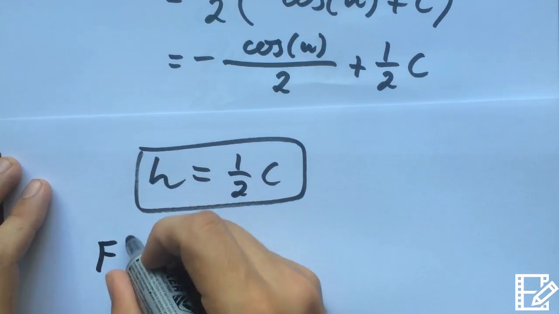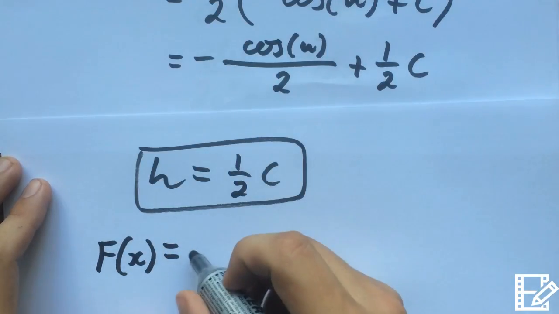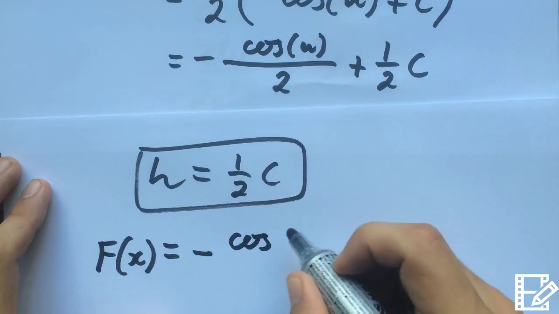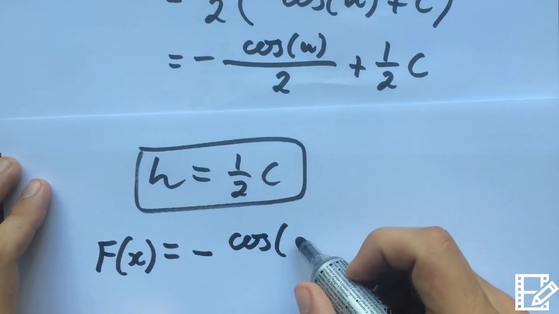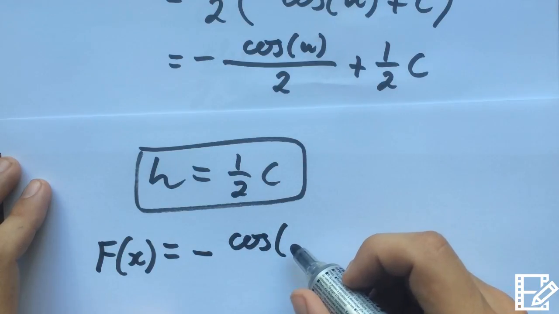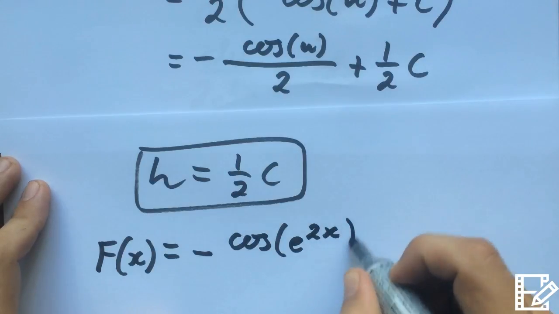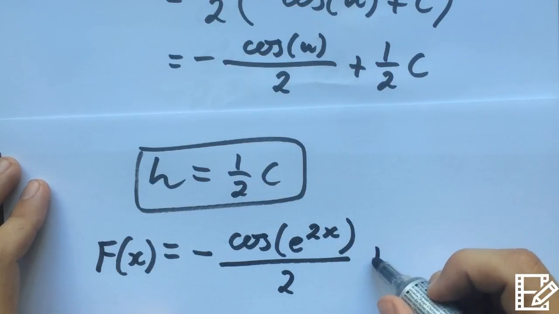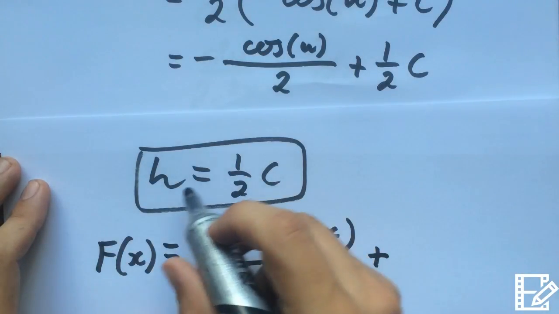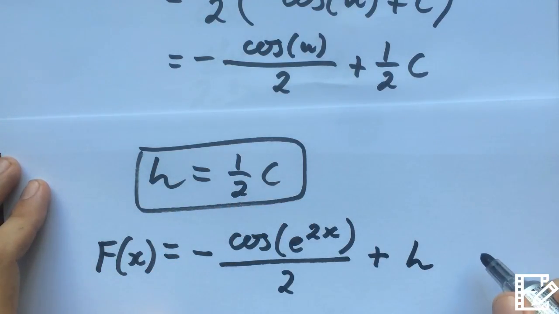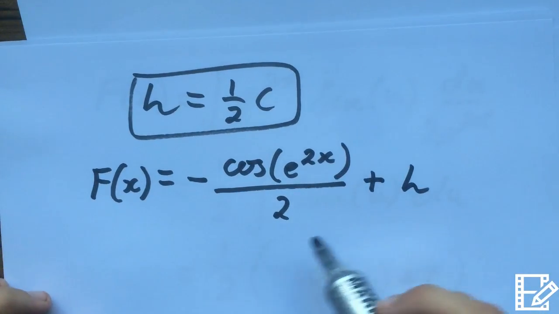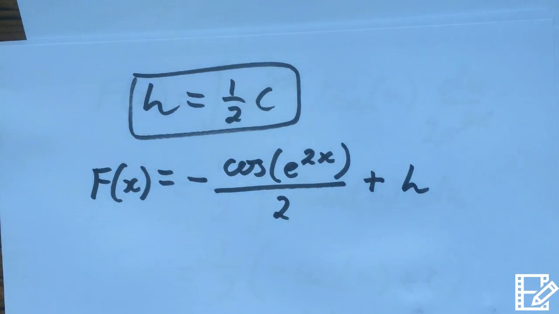So the integral will be negative cos, I'll sub in u. We said u was e to the power of 2x, over 2, plus h. And there you go. There is your integral for e to the power of 2x multiplied by sine e to the power of 2x.